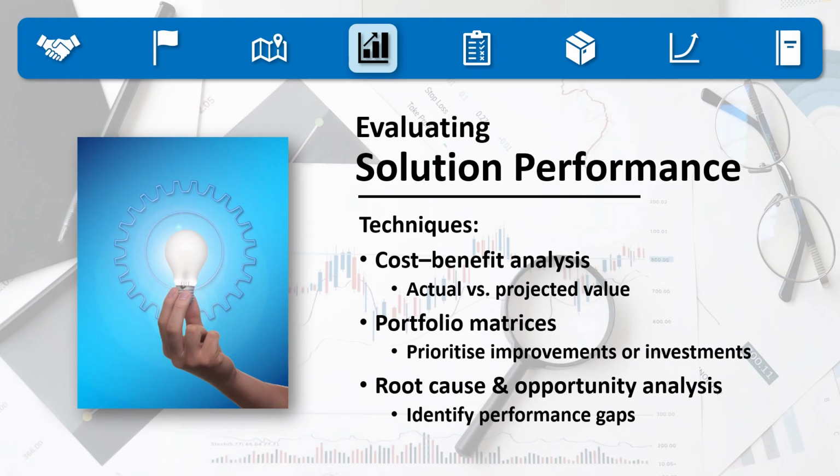Another is the use of portfolio matrices, which allow decision-makers to visualize where the solution sits in terms of impact, risk, and strategic alignment. In addition, root cause and opportunity analysis help uncover why results differ from expectations, whether the problem lies in solution design, user adoption, or external market conditions.